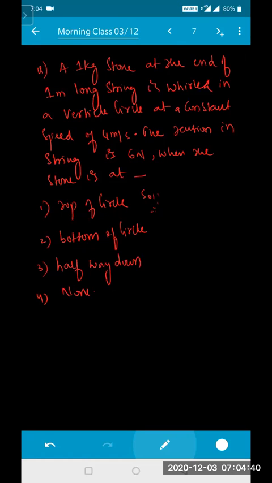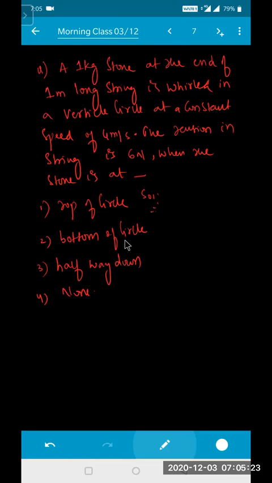So we have the tension of string. The question says a 1 kg stone at the end of a 1 meter long string is rolled in a vertical circle at a constant speed of 4 meter per second. The tension in the string is 6 Newton. When the stone is at the top of the circle, or at the bottom of the circle, or halfway down, or none of the given conditions? Sir, it needs to attain some speed, no, sir. Then only the string will have tension.